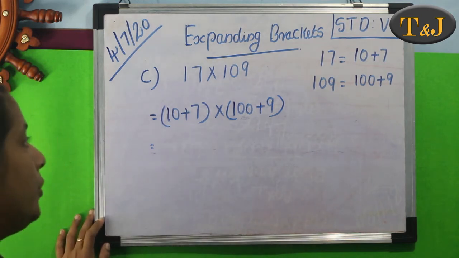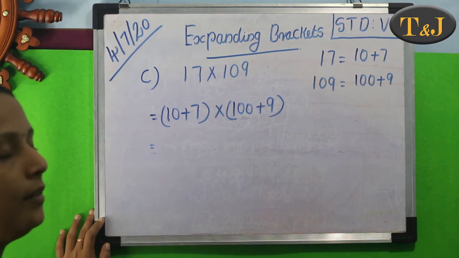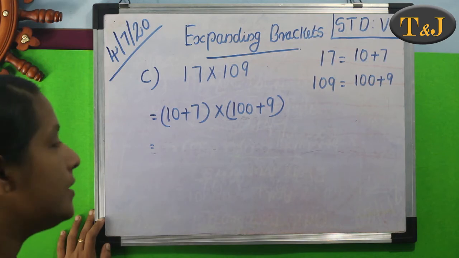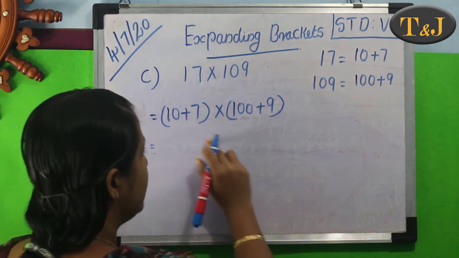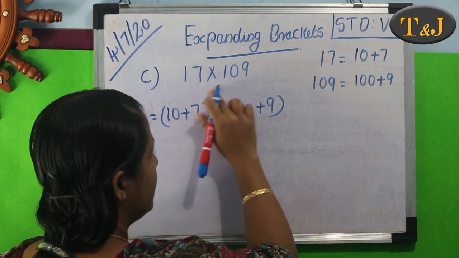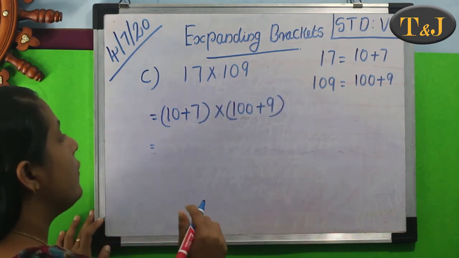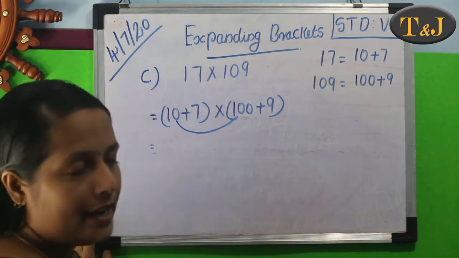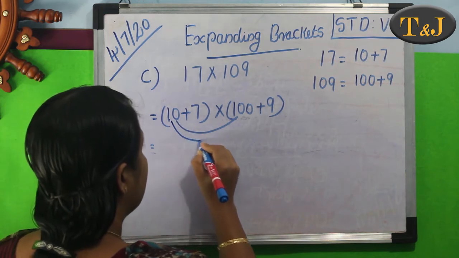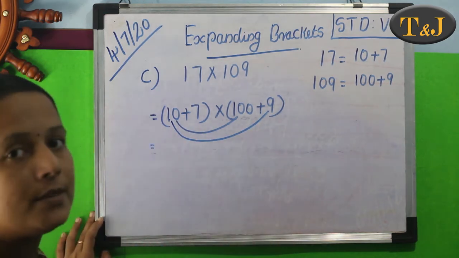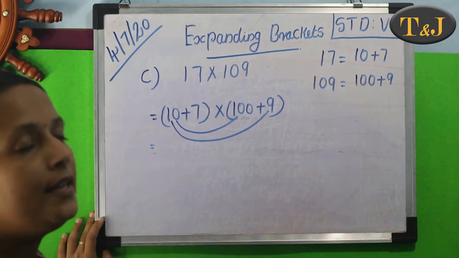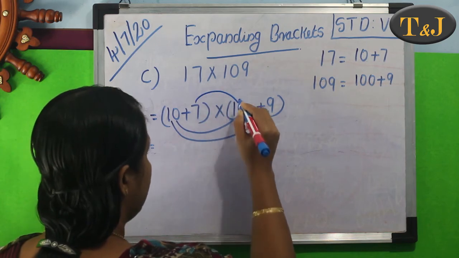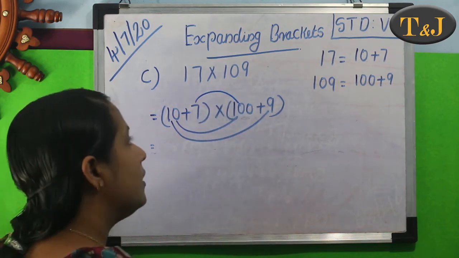Then first we do which numbers we have to multiply. Yes, in the second problem the same method. First multiply these two numbers, then multiply these two numbers, then these two numbers, and last multiply these two numbers. The same way here, first multiply which numbers? 10 and 100. Okay, first multiply 10 and 100, then second multiply 10 and 9. Then third we multiply the number 7 and 100, and last we take the number, yes, 7 and 9.